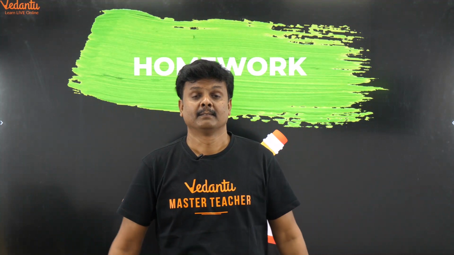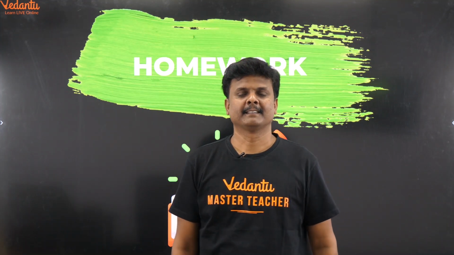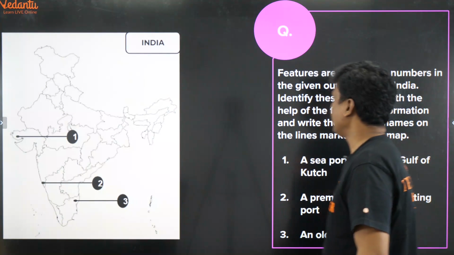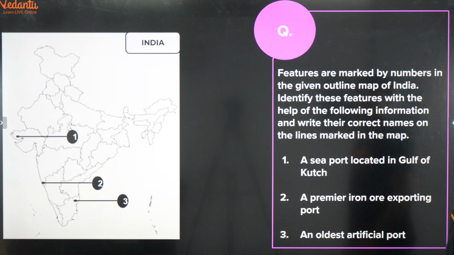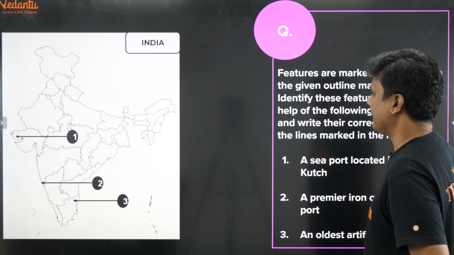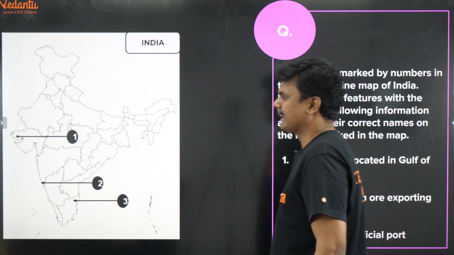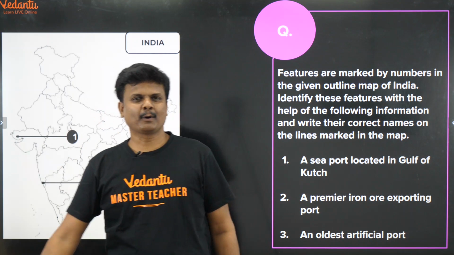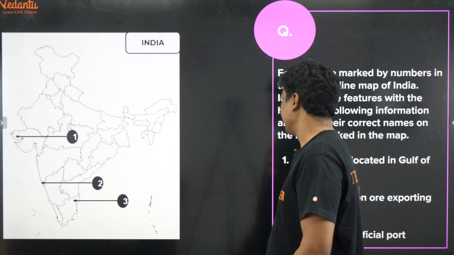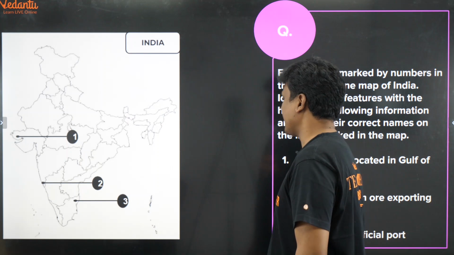We have come to the homework. Simple. Features are marked by numbers in the given outline. Identify these features with the help of the following information. One is a seaport located in the Gulf of Kutch. I already spoke about it, and this was the first one I spoke about. Two, a premier iron ore exporting port.